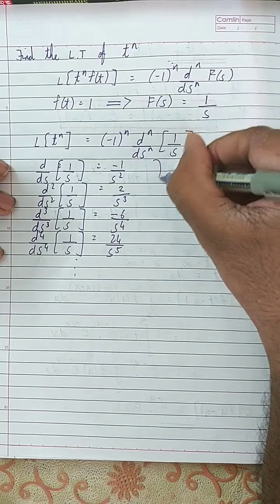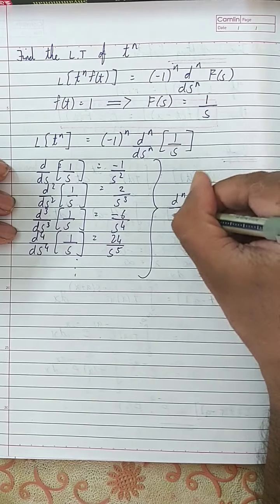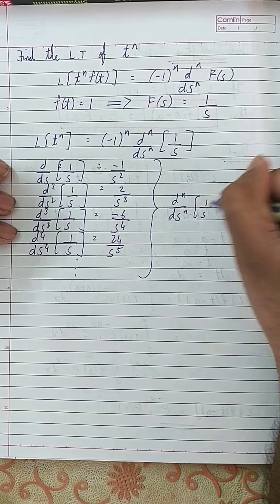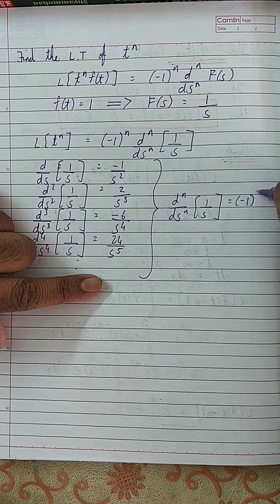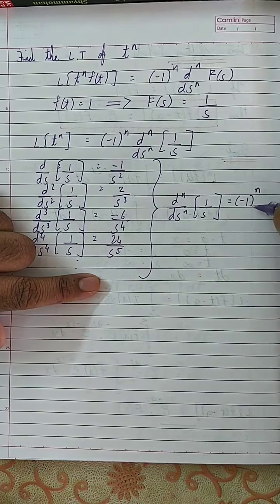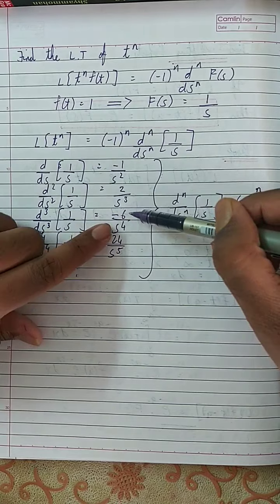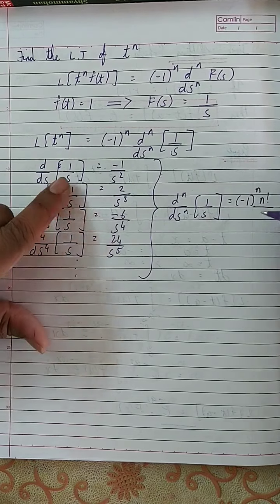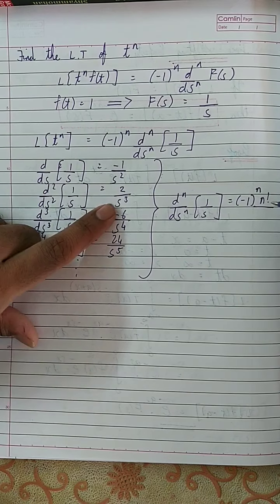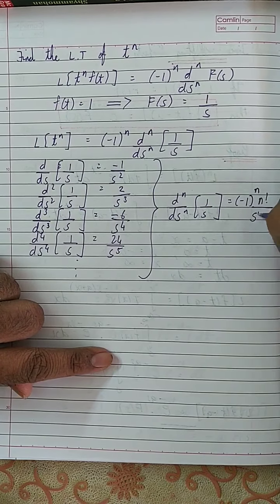So from here, I can generally say that d raised to n by ds raised to n of 1 by s, if you compare all these equations, is nothing but minus 1 raised to n into, look at this, 2 times you get 2, 3 times you get 6, 4 times you get 24, which means it's n factorial, by, if it is 1 time you get s square, 2 times s cube, 3 times s raised to 4, 4 times s raised to 5, which means n times you get s raised to n plus 1.